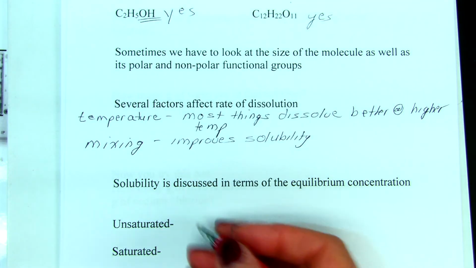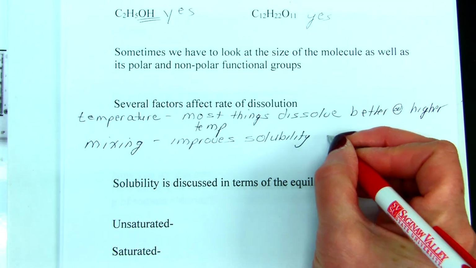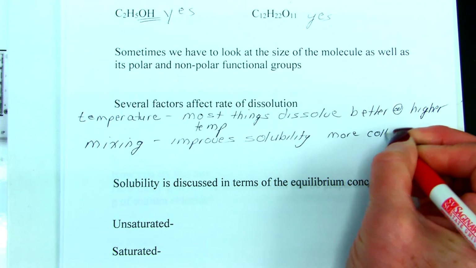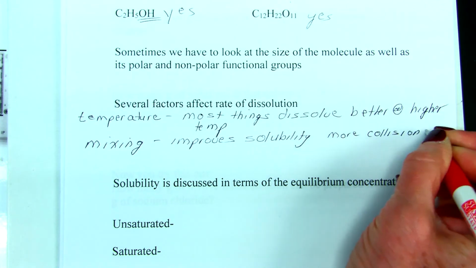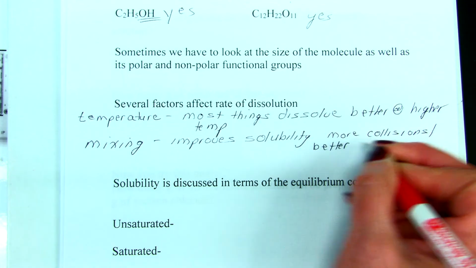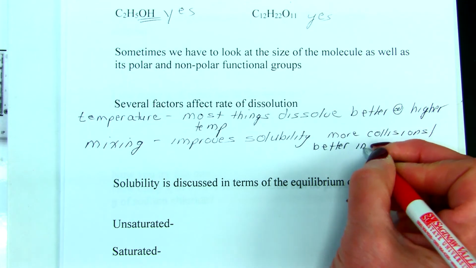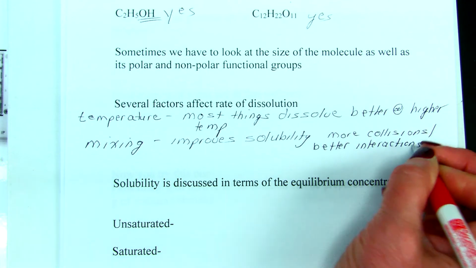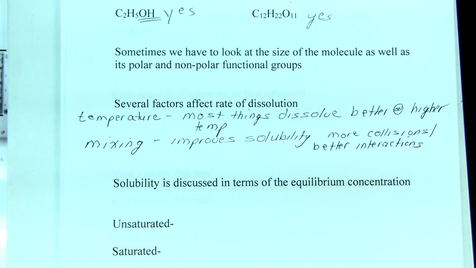So mixing can improve the solubility because you have more collisions between the molecules and better interaction because you're shaking it up and mixing them. But if it's not going to dissolve in each other, then mixing will just spread them around for the short term.